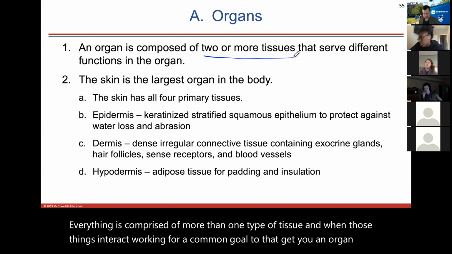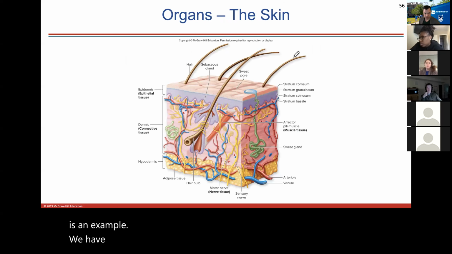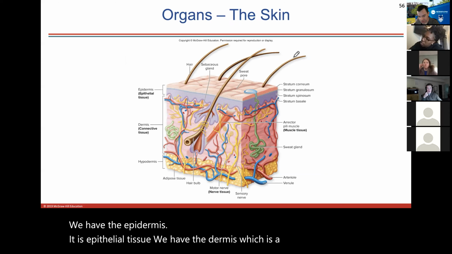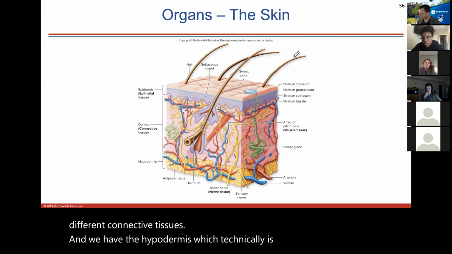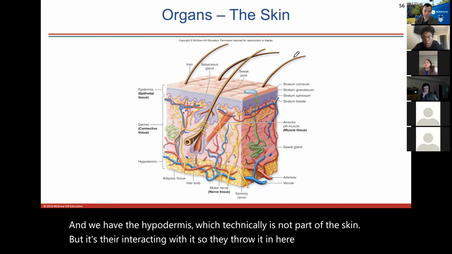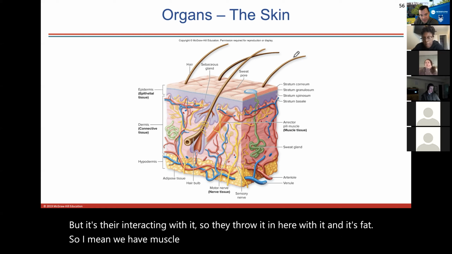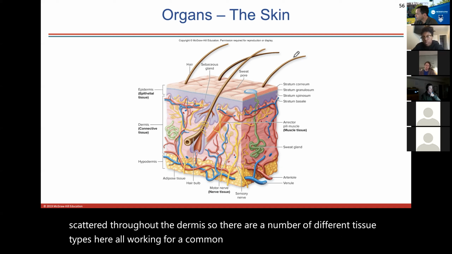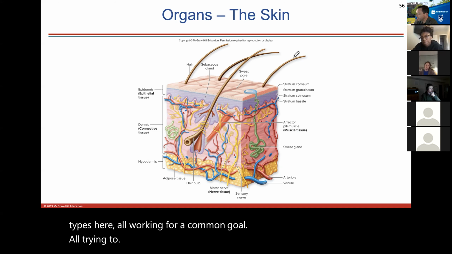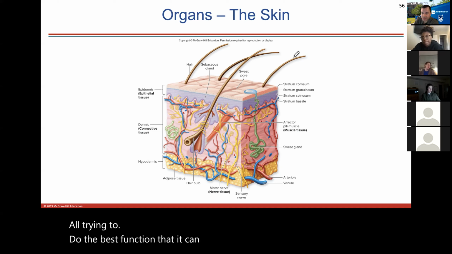Skin is an example. We have the epidermis, which is epithelial tissue. We have the dermis, which is a multitude of various different connective tissues. And then we have the hypodermis, which technically is not part of the skin, but it's there interacting with it, so they throw it in here with it, and it's fat. So we have muscle, and various types of epithelial tissues scattered throughout the dermis. There are a number of different tissue types here, all working for a common goal, all trying to do the best function that they can to protect the skin.